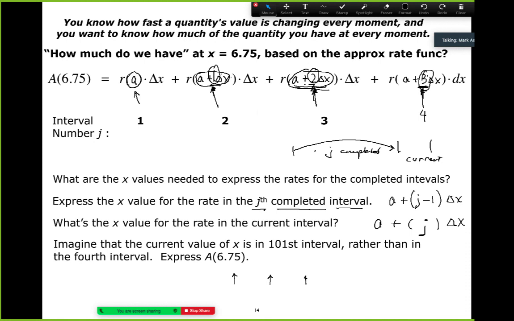Okay, so now we want to express, erase some junk here. So now we want to express what the x value is in the 101st interval. Imagine that x is in the 101st interval rather than the 4th interval. We want to express a of 6.75. What will that look like, if rather than being in the 4th interval, that x value of 6.75 is in the 101st interval? What will this thing look like?